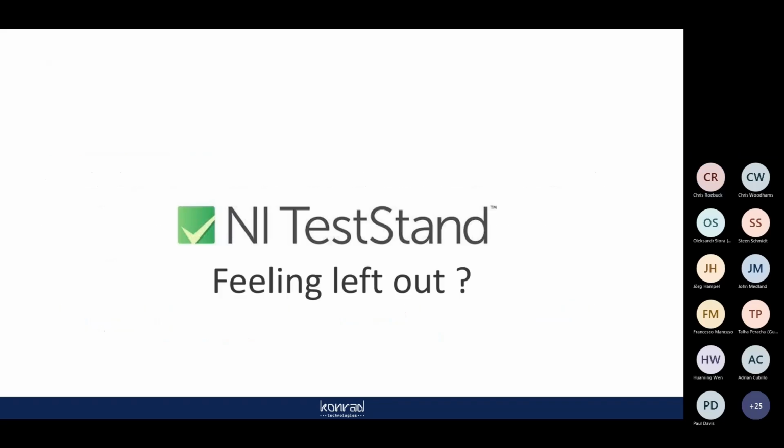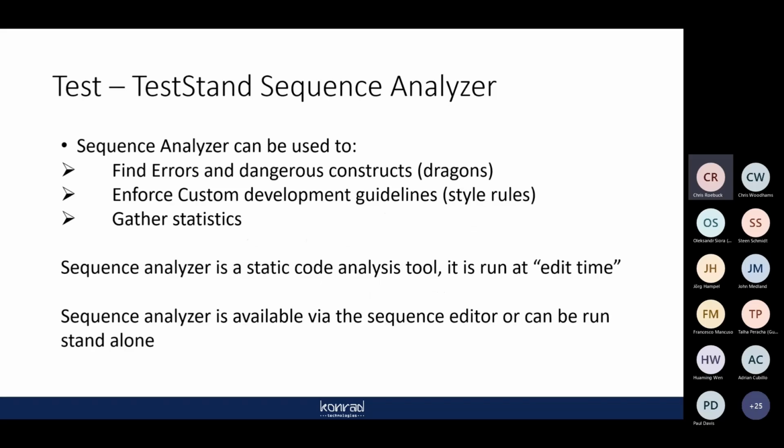So, what about TestStand? I promised to talk a little bit about TestStand. I don't want you feeling left out. It turns out that TestStand has an amazing tool that people don't really use, and it can be even more useful if you write your own tests. It contains a tool called Sequence Analyzer, and it can be used for finding errors and dragons, and it can help you enforce your custom development guidelines, the rules you have within your team about how you do development and how your projects are laid out.